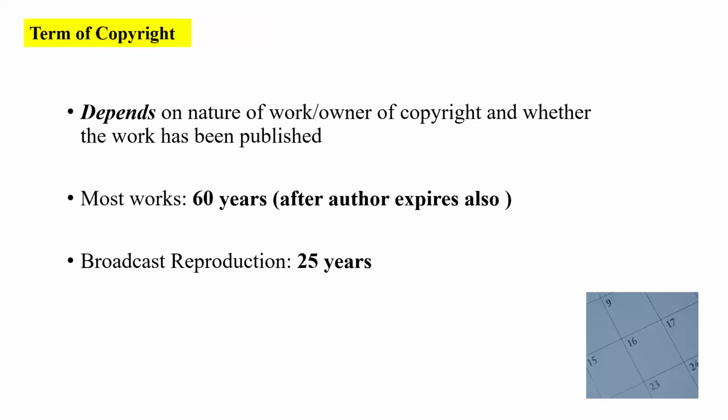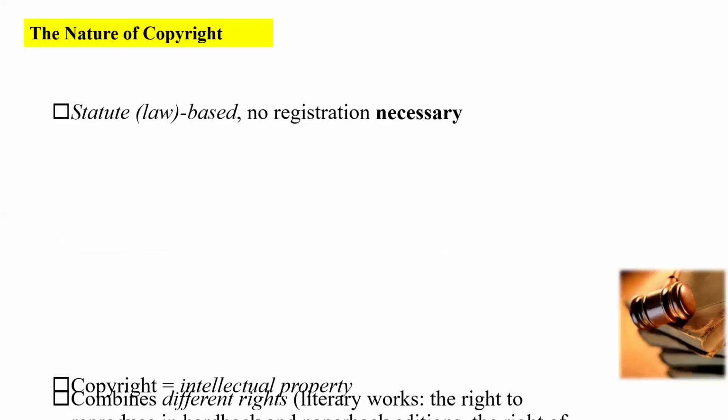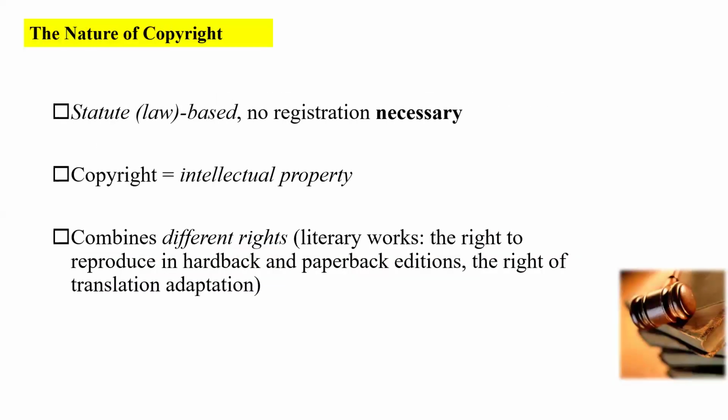Some of the copyright terms: the nature of works and other information related to copyright have to be published. And for 60 years, you will get the royalty from the publishers. And obviously broadcast reproduction rights last 25 years. And this copyright obviously does not have much registration or other difficult process. It's also an intellectual property.